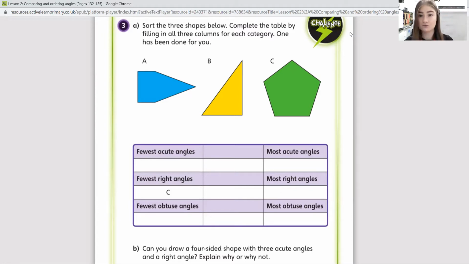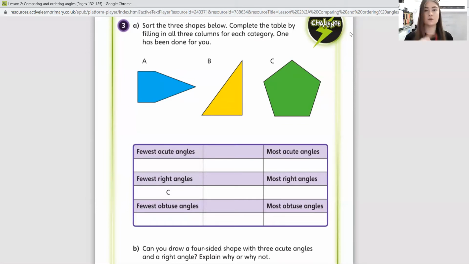And then the fewest right angles again is C, because it's only got obtuse angles. There are no right angles. And then B has got 1 right angle and A has got 2. C, B, A. And then finally, the one with the fewest obtuse angles is B, because it's got 0.